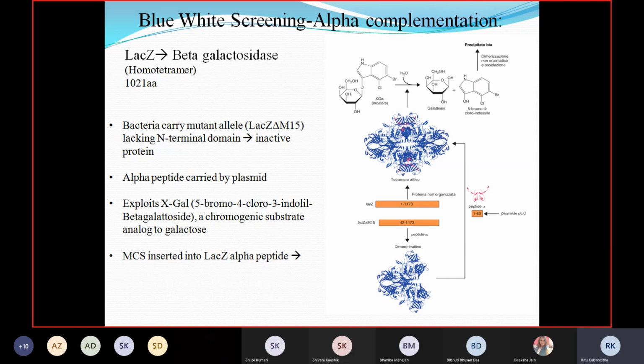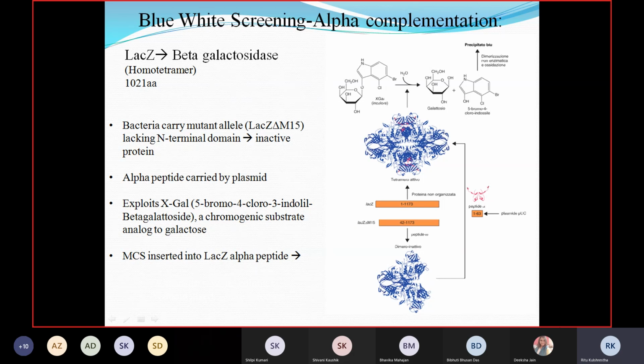Now coming to the screening ability, is there some way where you can identify the bacteria which has taken only the recombinant plasmid but not the original plasmid? In that context, there is a way to do it, and one of the ways is blue-white screening. In blue-white screening, they have utilized one enzyme called beta-galactosidase, coded by lacZ. This beta-galactosidase, when it acts upon a substrate called X-gal, gives a blue color.